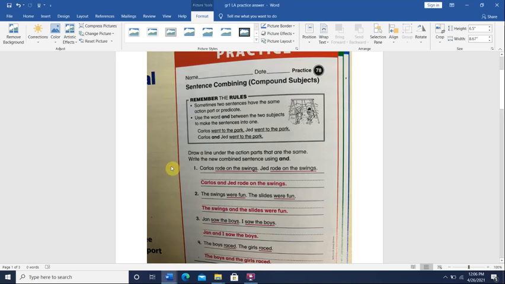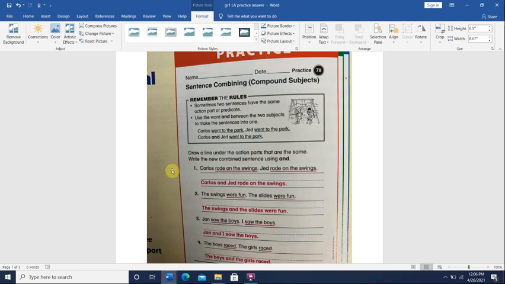All right, grade 1. So I forgot to add this part to the video. We were also supposed to complete the language arts practice book where we learned about combining sentences. Okay, so in our first video we talked about how when we have two sentences that have the same predicate or the same action part, we use the word and to combine or to make them one sentence.